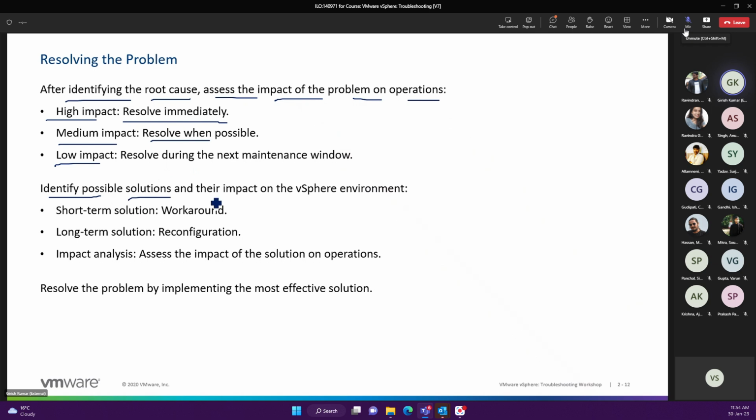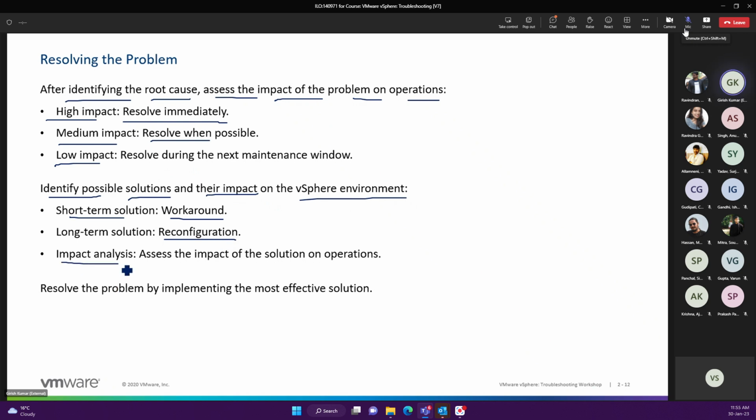Identify possible solutions and their impact on the vSphere environment. Short-term solution, workaround. Sometimes you just immediately want to provide more resources within ESXi. Okay, non-critical VMs, you can shut down. That is a temporary solution. Long-term solution must provide sufficient required resources at the hypervisor level, or you might need to configure something in order to permanently fix that problem.